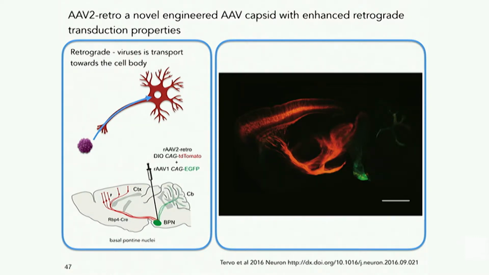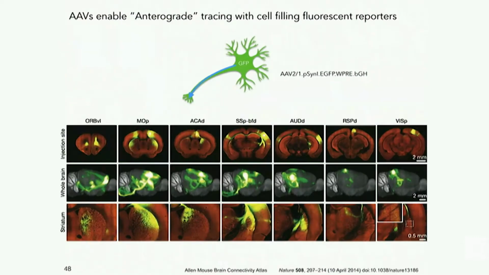But what about tracing inputs? What about tracing where neurons output? AAVs are capable of doing anterograde tracing, meaning that they can actually fill the cell with fluorescent proteins because they offer high expression in a cell. The Allen Brain Institute has utilized AAVs to perform anterograde tracing, and they're systematically tracing where the projections of specific classes of neurons are going across the brain.